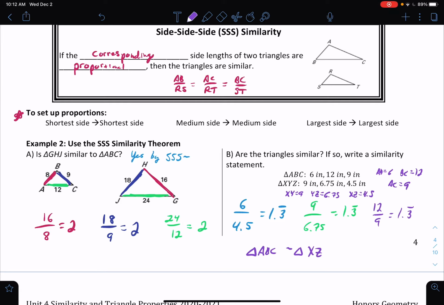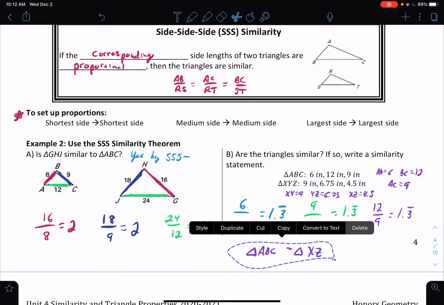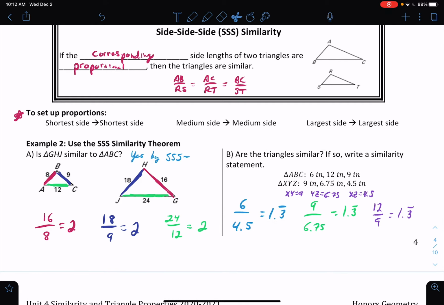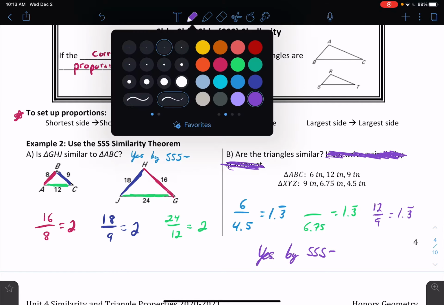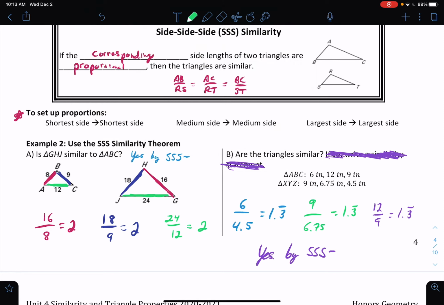Okay, actually, without us knowing what the side lengths are, scratch everything that I just said. Let's scratch out this part. We can't just make up what the side lengths are. So are the triangles similar? Yes, by side, side, side similarity. Okay? Sorry for that hiccup there. But without knowing the specific side lengths, we can't make a similarity statement.